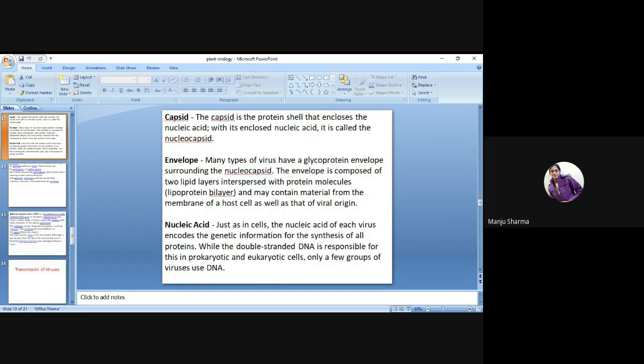Then the capsid. The capsid is the protein shell that encloses the nucleic acid. With its enclosed nucleic acid, it is called the nucleocapsid.